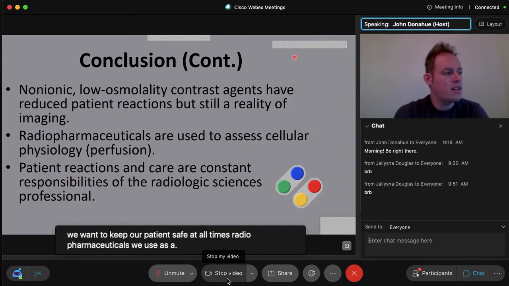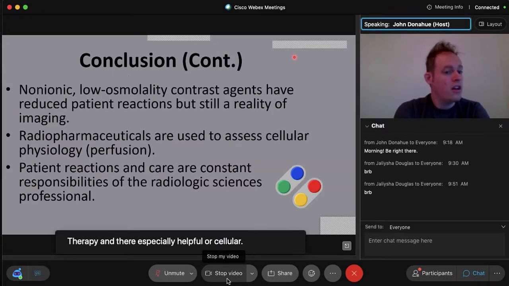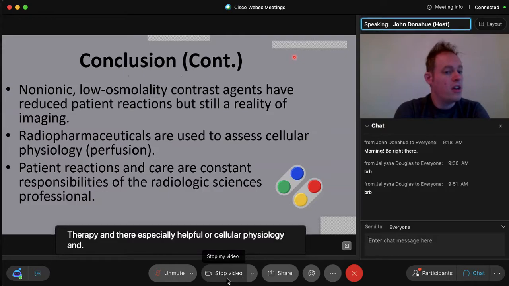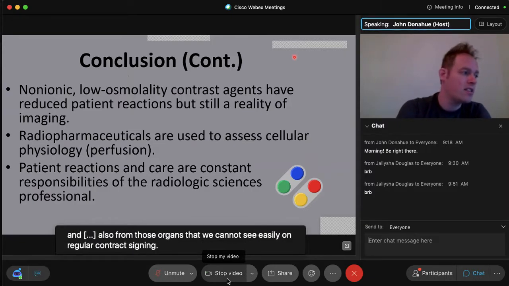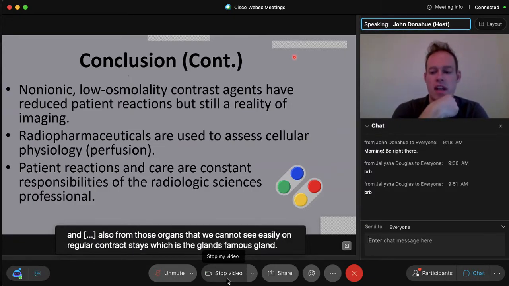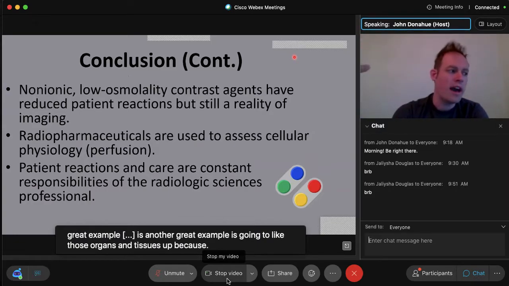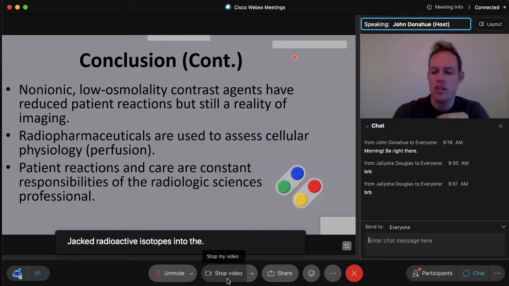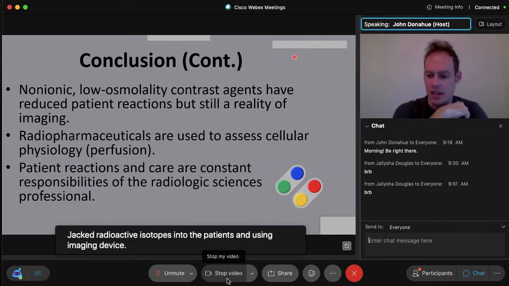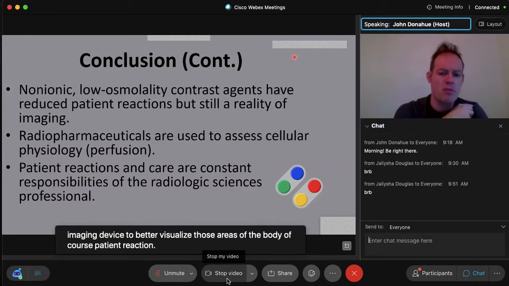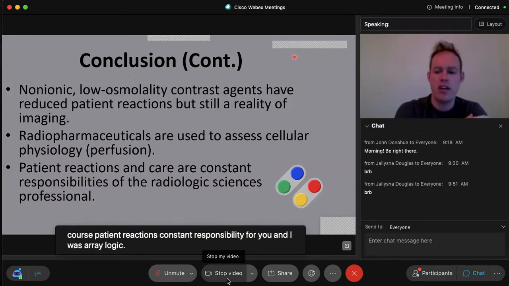Radiopharmaceuticals, we use those in nuclear medicine and radiation therapy, and they're especially helpful for cellular physiology and perfusions, also for lighting up those organs that we cannot see easily on regular contrast studies, such as the glands. Thymus gland is a great example. Thyroid gland is another great example. It's going to light those organs and tissues up because we inject those radioactive isotopes into the patient and use an imaging device to better visualize those areas of the body. And of course, patient reactions, constant responsibility for you as a radiologic science professional.